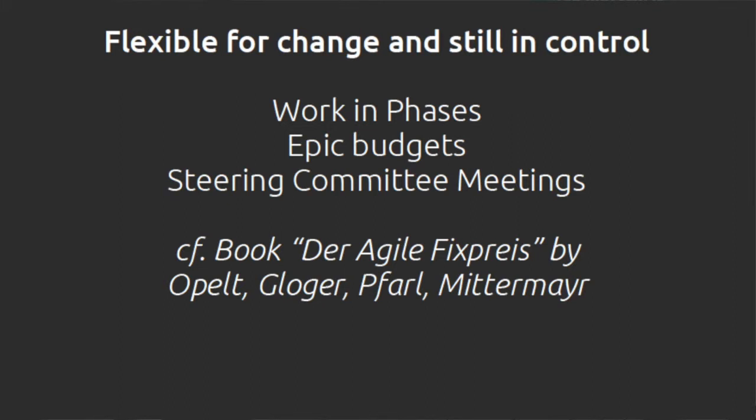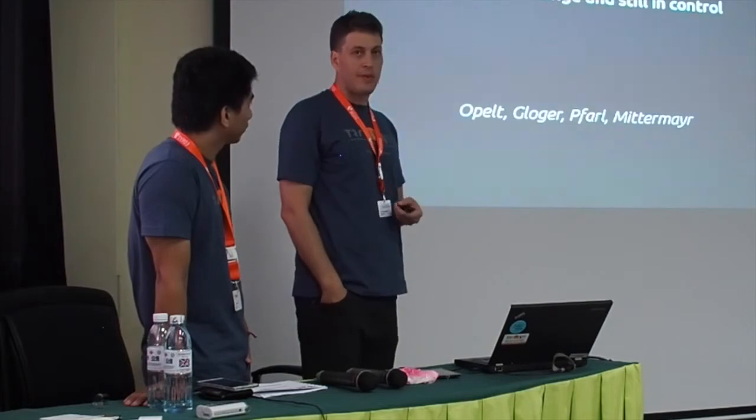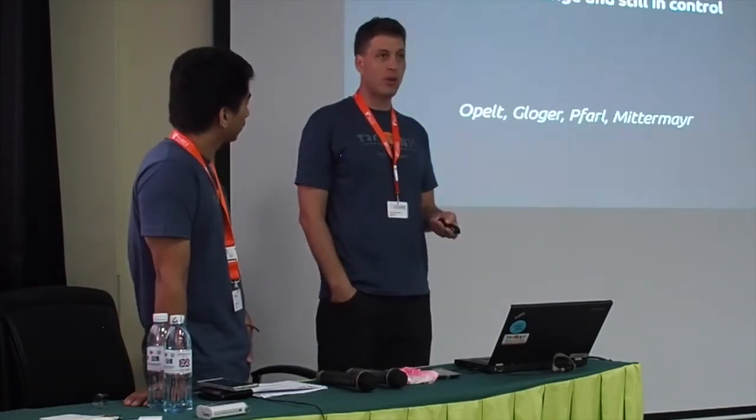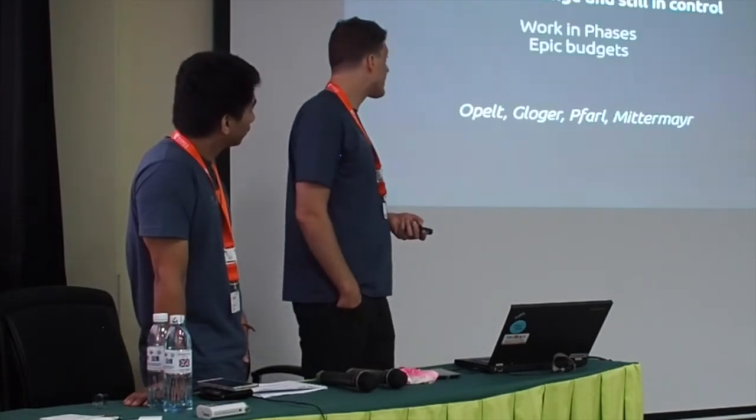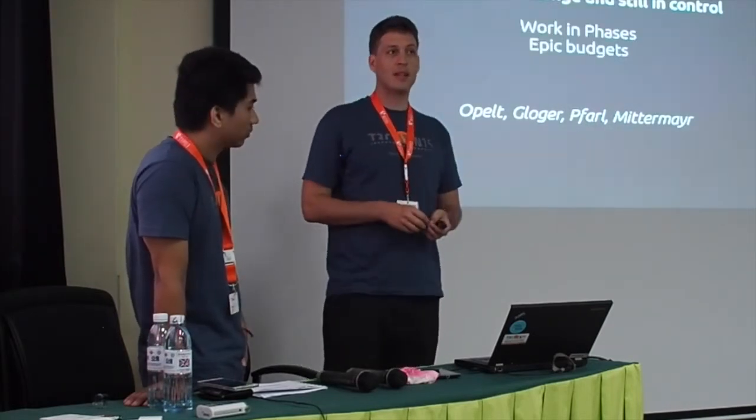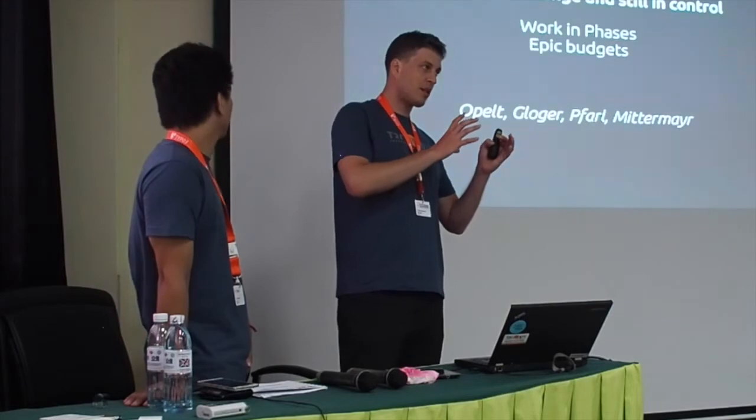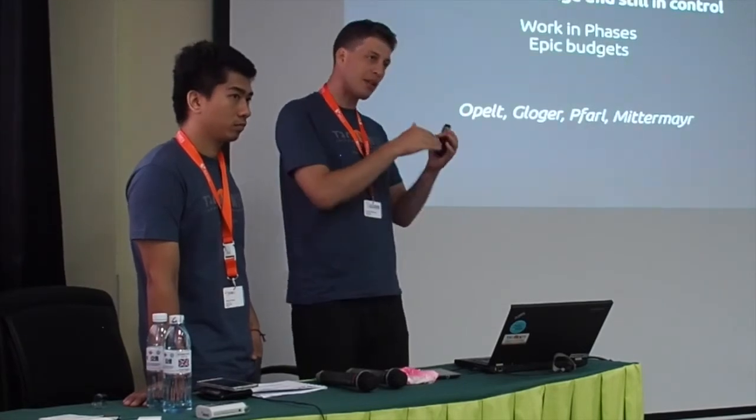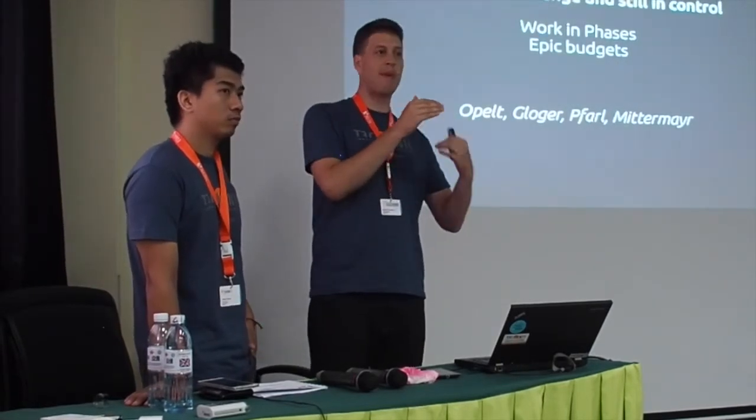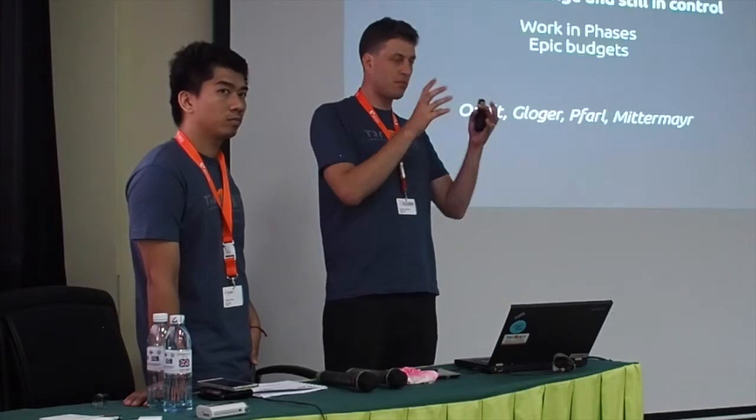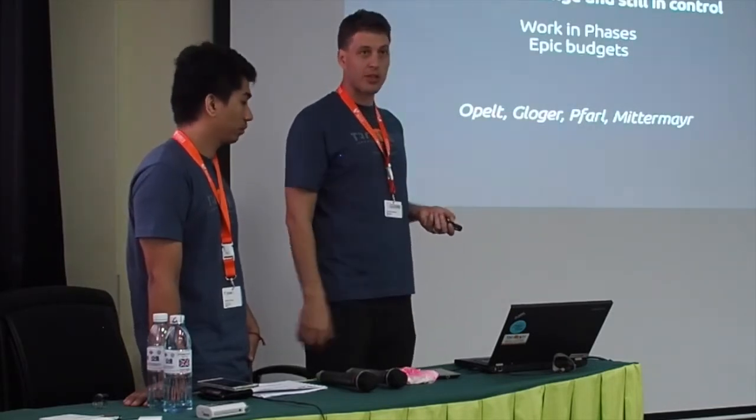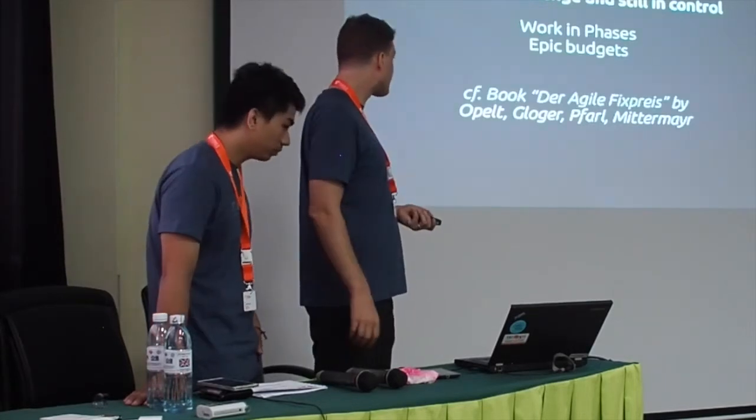Another thing was to be in control of the change process. We want to be flexible for change. At the same time, we still want to have control over it. So what we did is we worked in phases, and we estimate every phase in epics. An epic is like a collection of user stories. Maybe we don't have every single user story, but we know roughly what it should do. And so we use epic budgets that we make in story points.